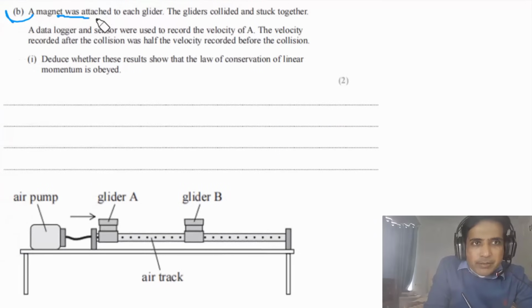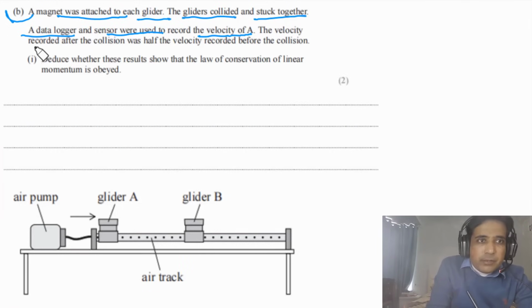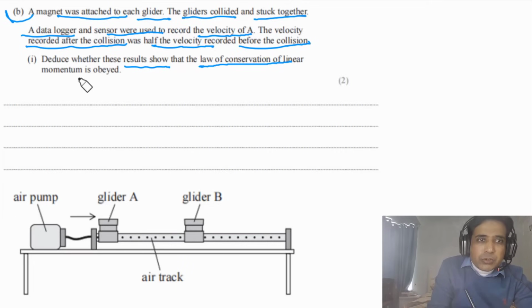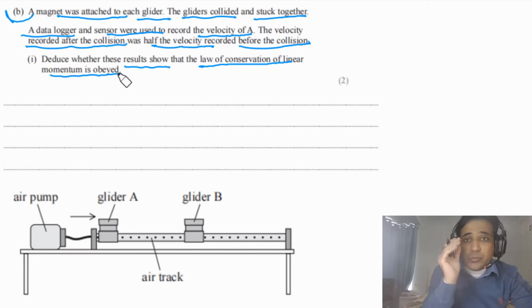Part B says a magnet was attached to each glider. The gliders glided and stuck together. A data logger and sensor were used to record the velocity of A. The velocity recorded after the collision was half the velocity recorded before the collision. Deduce whether these results show that the law of conservation of linear momentum is obeyed.